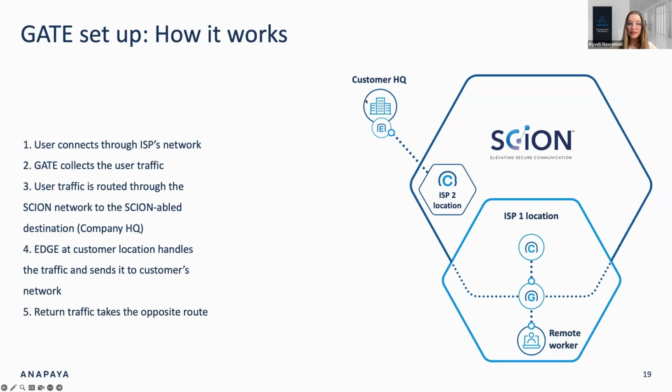So the service in the internal customer network will send the traffic to the edge deployed there. Then from the edge, the traffic will go through the SCION network. It will reach the gate at the ISP, and then it will reach the remote worker. It is very simple.